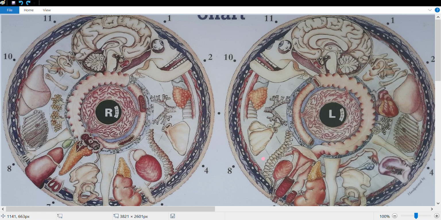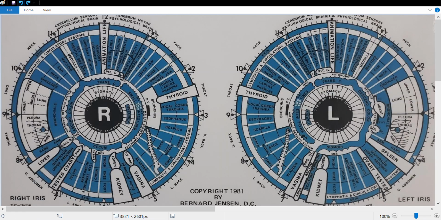Okay, so I'm going to show you the next chart, which is the classic Bernard Jensen chart. Bernard Jensen, if you're not familiar, is considered the father of iridology in the West. And my teacher, Dr. Morse, spent many years studying with Dr. Jensen. So this is, like I said, I received both of these charts in my training and I use them pretty much exclusively.